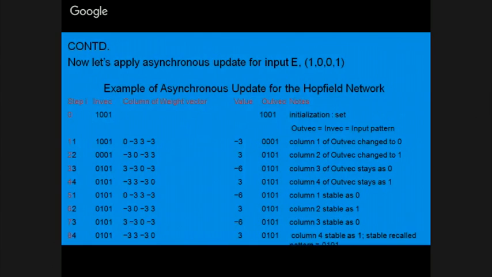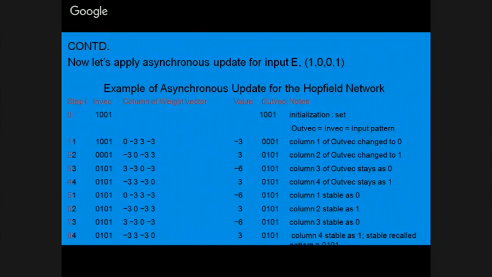Now we find the activation for the third neuron by taking the third column of the weight matrix, which is 3, -3, 0, -3. So now your activation will be -6 and the output will be 0. So this output vector becomes the input vector in the next step, which is again 0, 1, 0, 1.